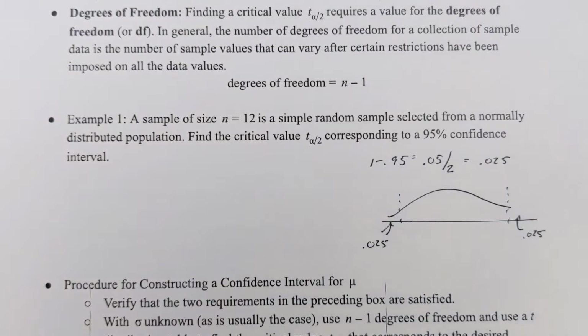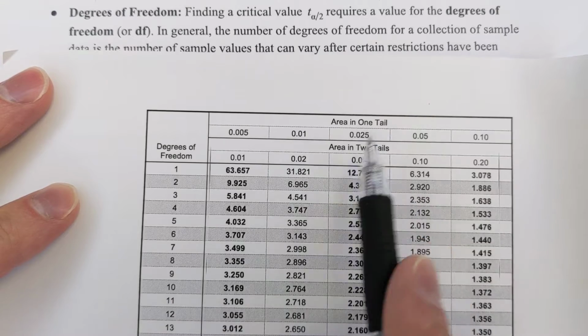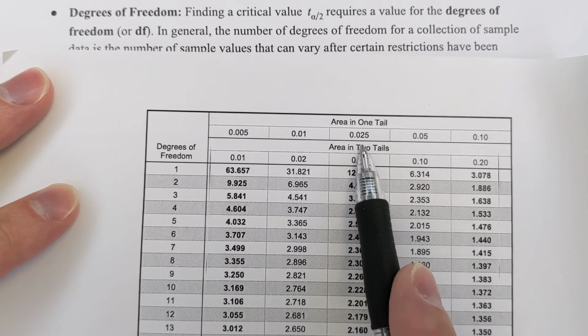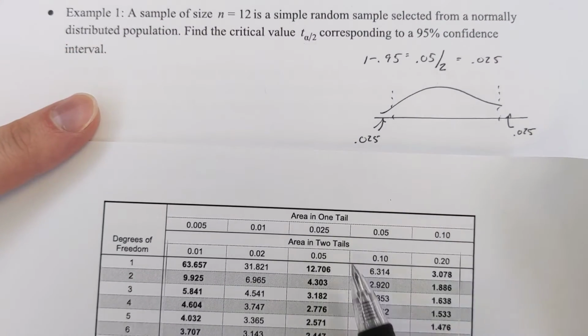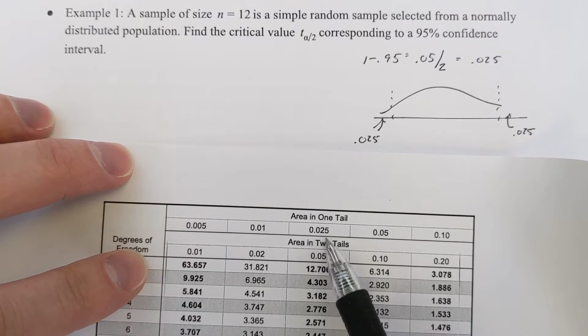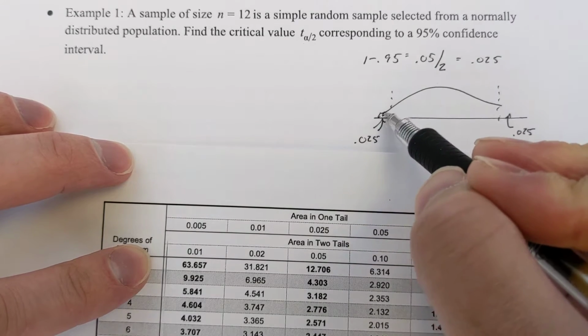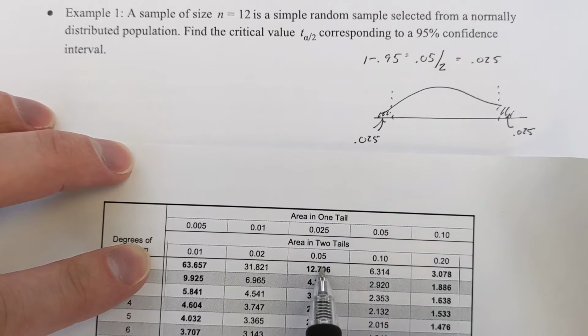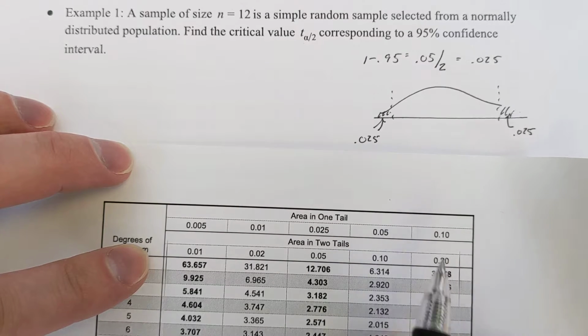Now, the t-table looks like this. If you notice, there are 2 different headings: area in one tail versus area in 2 tails. So we're using an alpha over 2, we're using 2 tails. In each individual tail, I have 0.025. The total area in 2 tails would be if I added that piece up and that piece up, the 0.05. So you notice this value here is always double this one. Because if there's 0.05 in one tail, that's the same on the top and bottom, adding up to a total of 0.1.